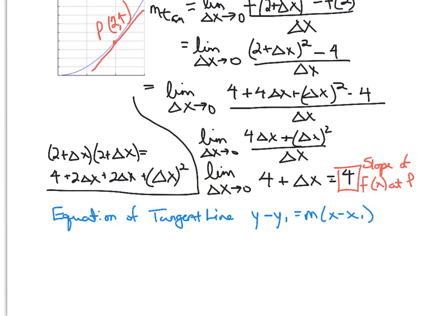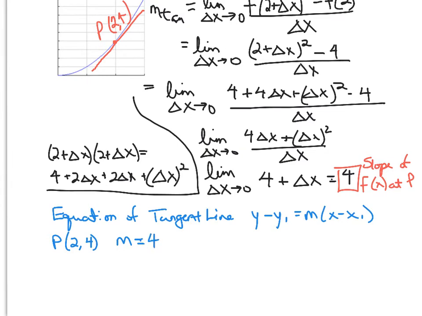To find an equation of a tangent line, of course, we're going to use the point-slope formula of a line. So I have to have an ordered pair. My ordered pair is the point P, which of course is (2, 4). And I have to have the slope of the tangent line. We just calculated that slope using a limit to be equal to 4.